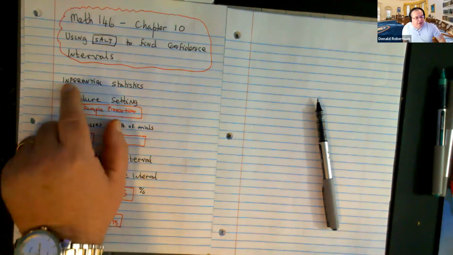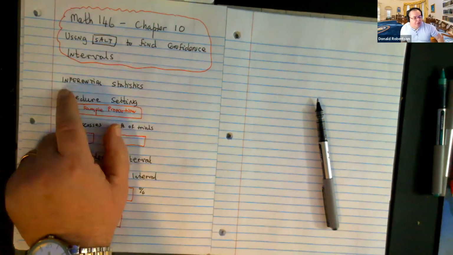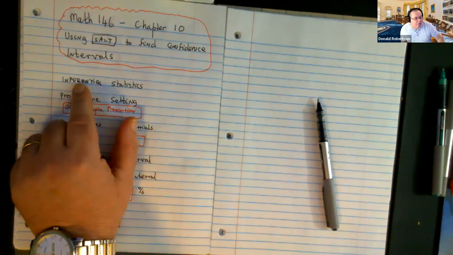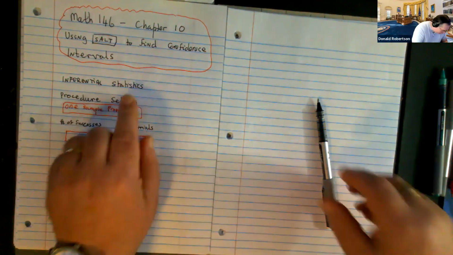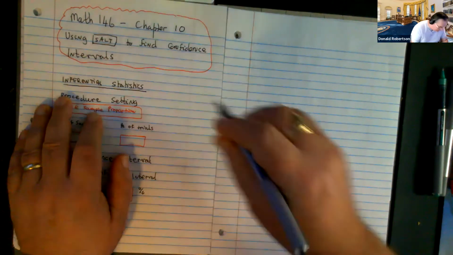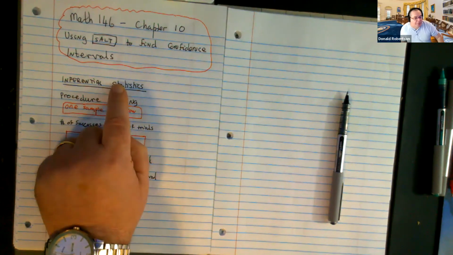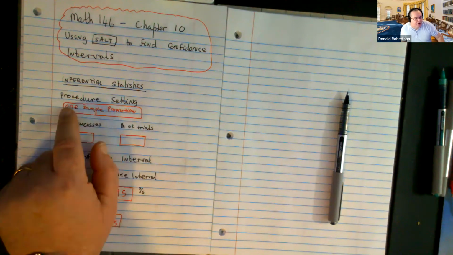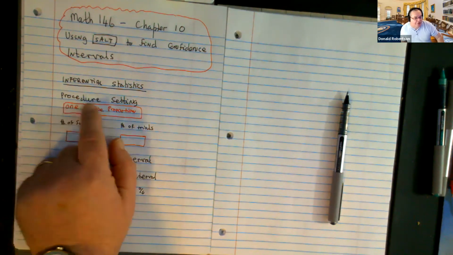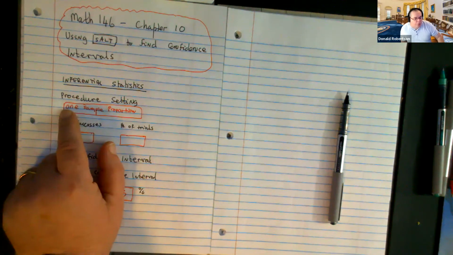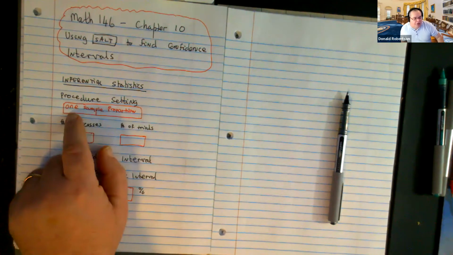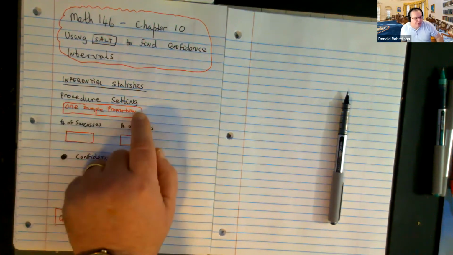So you're going to hit the SALT button. And when you do, along the top there's a whole load of choices. Over on the right-hand side, you'll have one called inferential statistics. And that's where you're going to find the confidence intervals. Now, when you hit that one, you're going to have some choices to make. Underneath procedure settings, you're going to choose one sample proportion and later on 2 sample proportions.